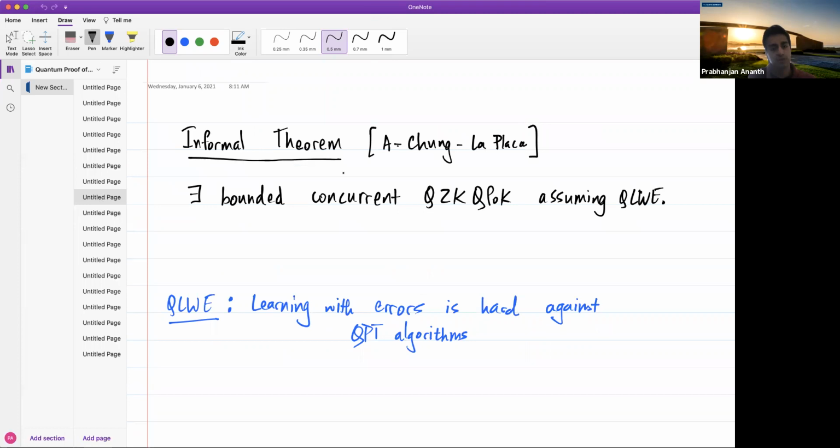So what we show is the following result. We show that there exists a bounded concurrent quantum zero knowledge, quantum proof of knowledge protocol for NP, assuming QLWE. QLWE is just learning with errors, where we conjecture that LWE is also hard against quantum polynomial time algorithms.